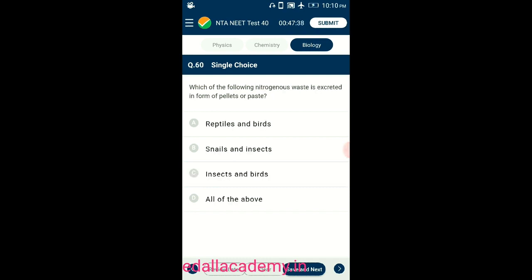Question number 60. Which of the following nitrogenous wastes is excreted in the form of pellets or paste? Excretion of uric acid as a nitrogenous waste is a way to preserve water in the body and minimize loss of water in urine. Therefore, animals which survive in water stress conditions excrete their nitrogenous waste as uric acid to prevent water loss. So the answer for this question is all of the above: reptiles and birds, snails and insects, insects and birds. All of these excrete nitrogenous waste in the form of pellets or paste. So the correct option is D.